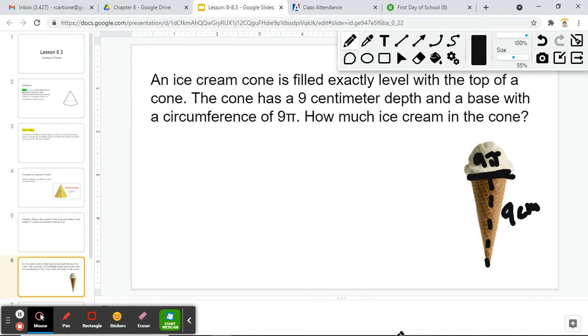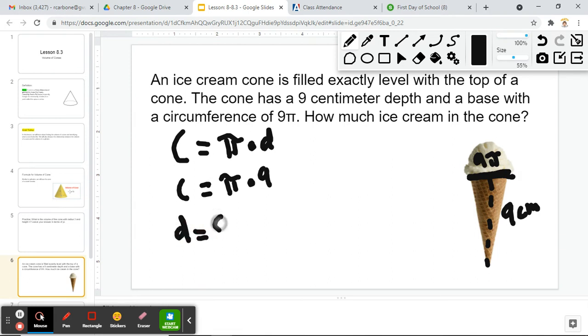Alrighty, we're going to leave our answer in terms of pi on this one first. Remember, the formula for the circumference of a circle is equal to pi times the diameter. So that means our circumference is equal to pi times 9, so our diameter here is 9. If our diameter is equal to 9, then our radius is equal to 4.5. So now let's go back up to our original problem here.